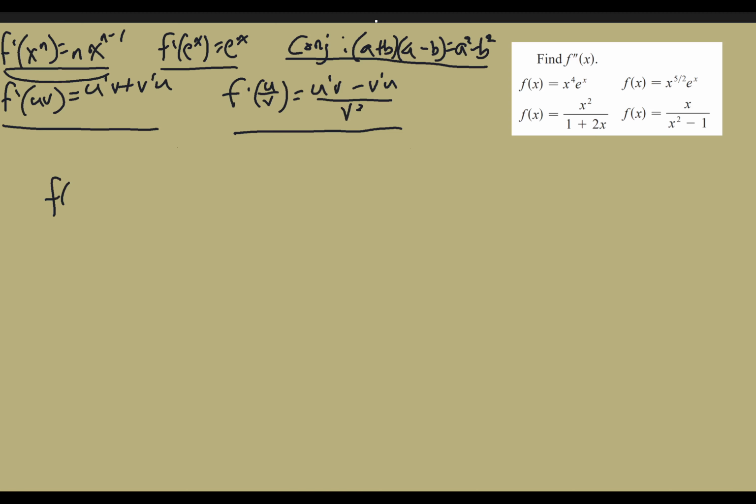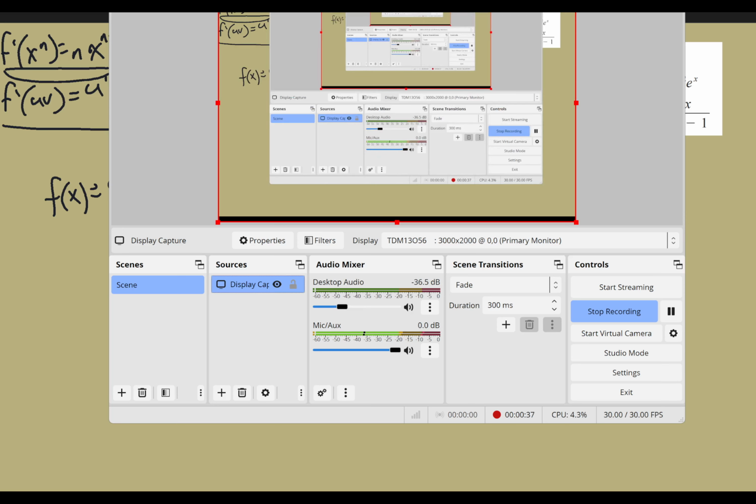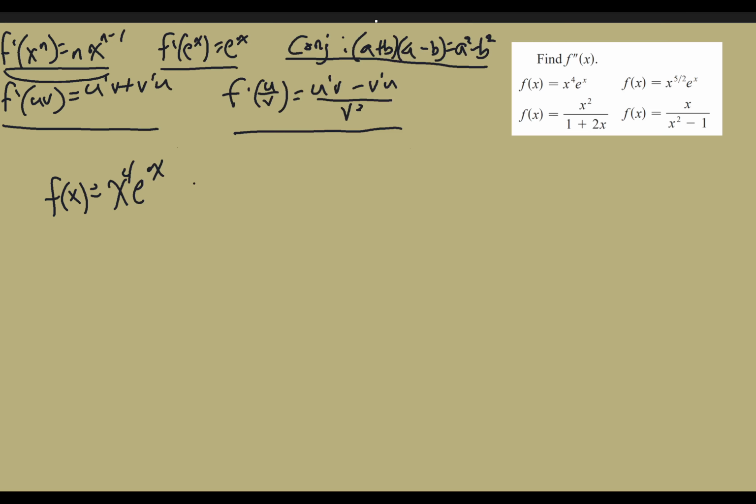Let's take the first one, f of x equals x to the 4th e to the x. Now let's look at the first term, x to the 4th, and the second term, e to the x. They're easy enough to differentiate on their own. Power rule for this one, e to the x for this one, e to the x for that one. Kind of ugly, huh?